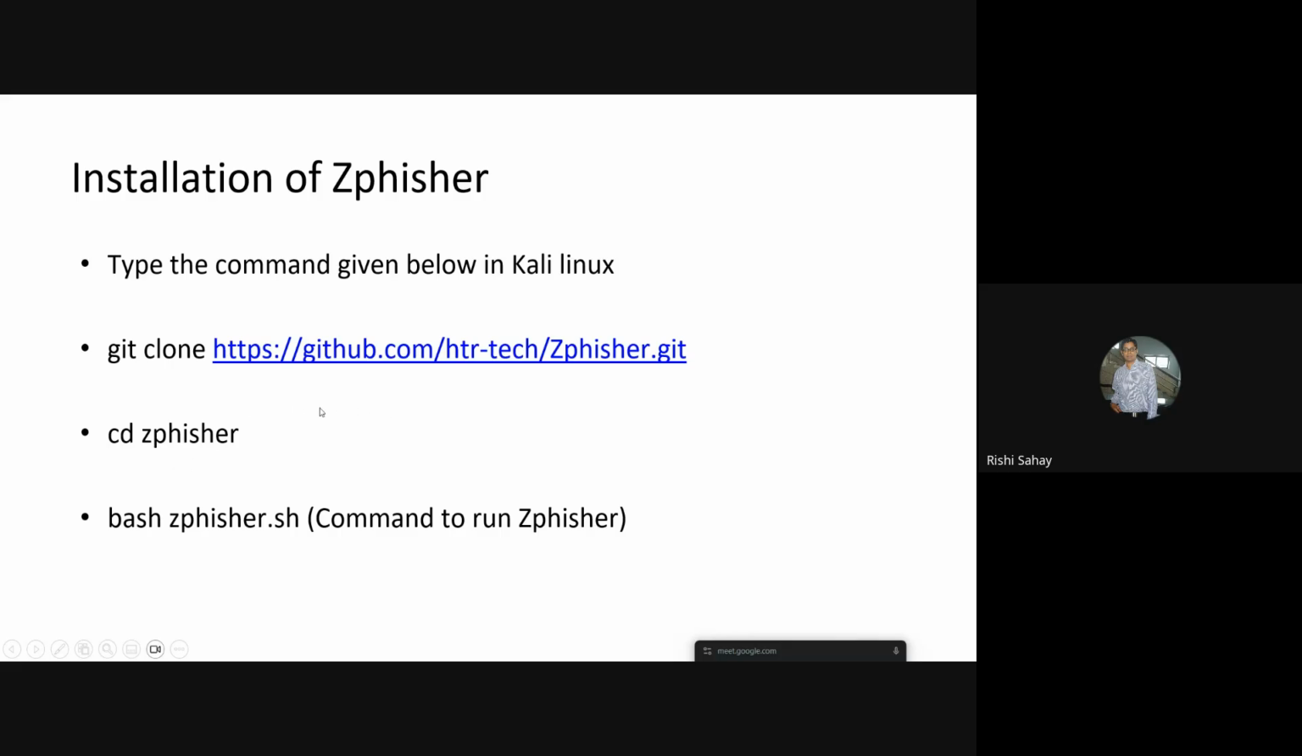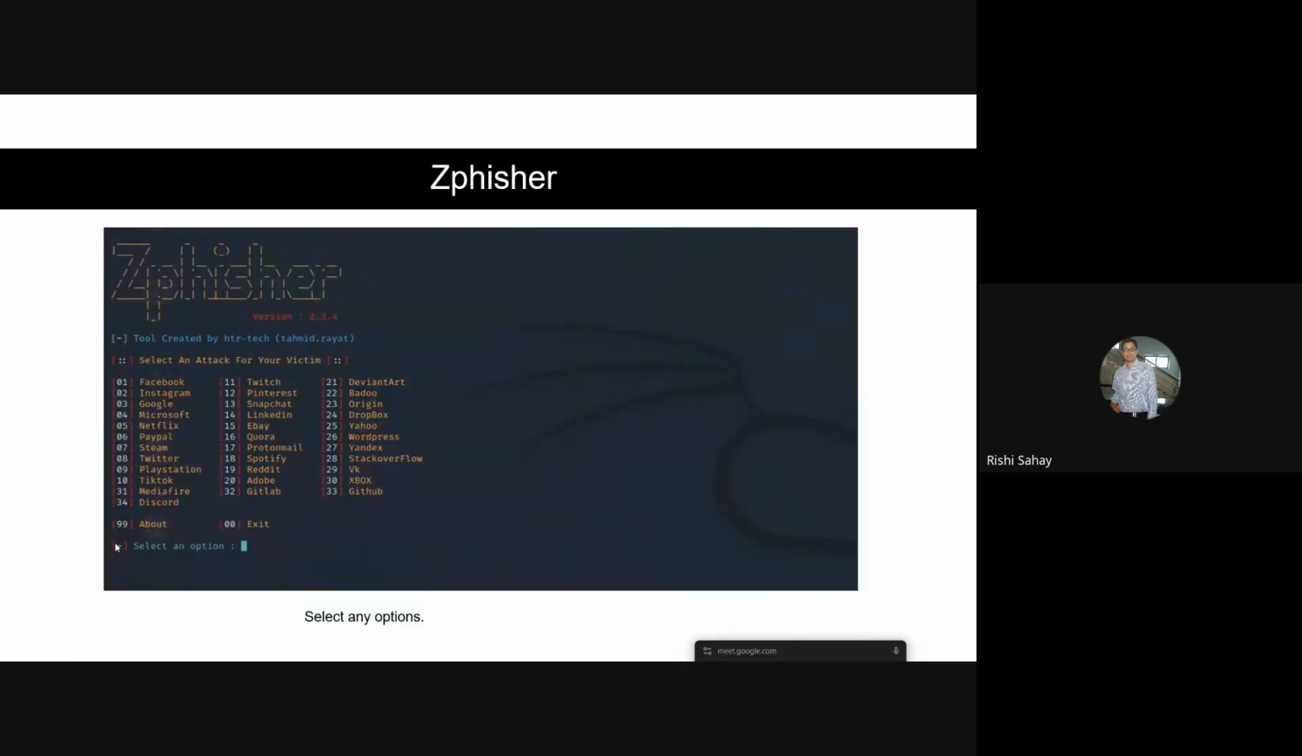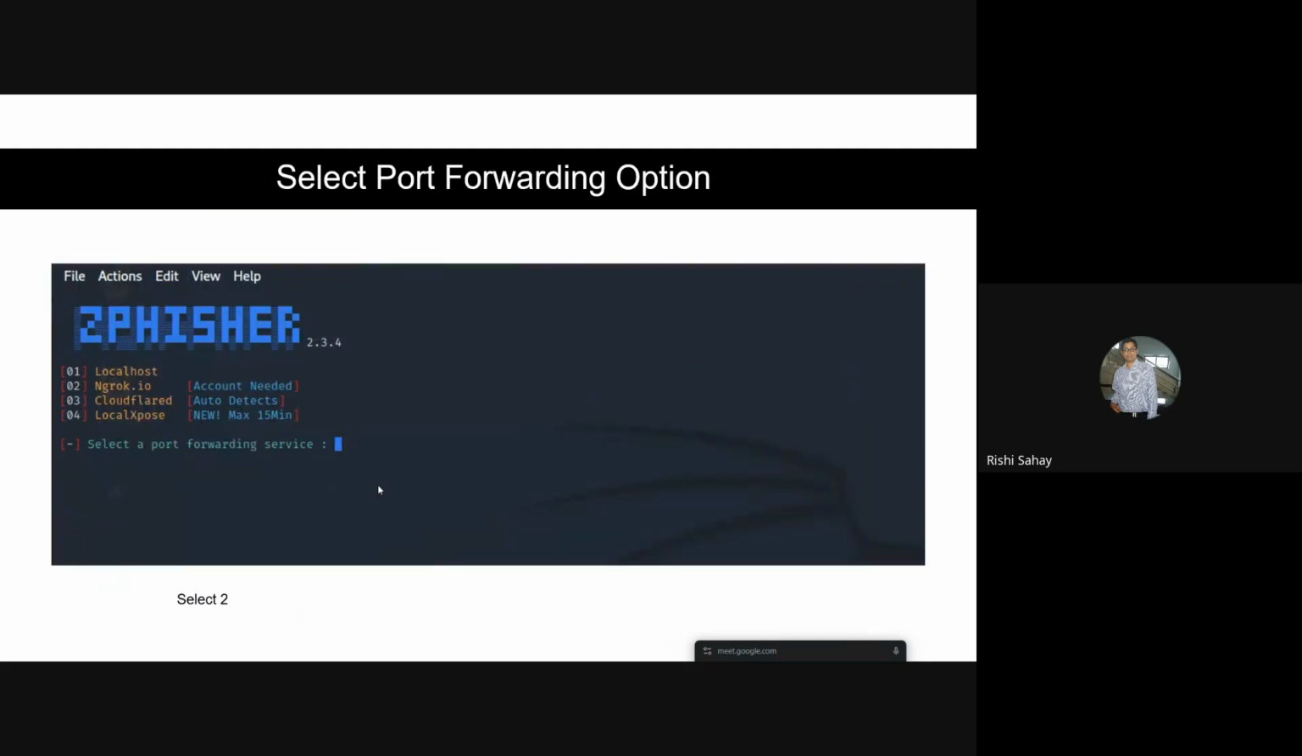And then once it is cloned, you need to navigate into that Zfisher directory. And then you just need to provide this command, bash. Maybe if it doesn't run with bash, then just provide sudo bash zfisher.sh, and it will run. And then you will get an interface like this that you see here, and it will give you 33 to 34 templates that you can use, and you can select any option, and then it will create a link.